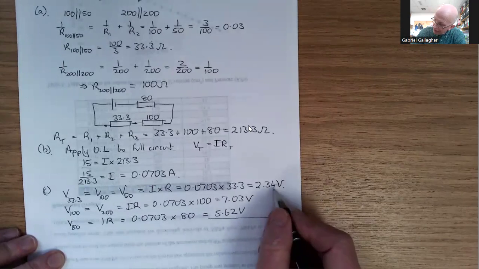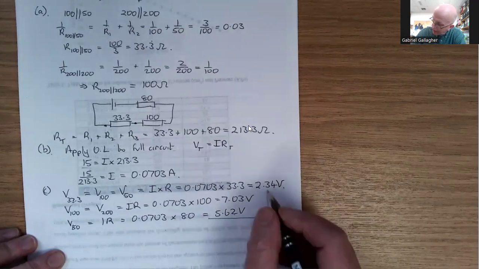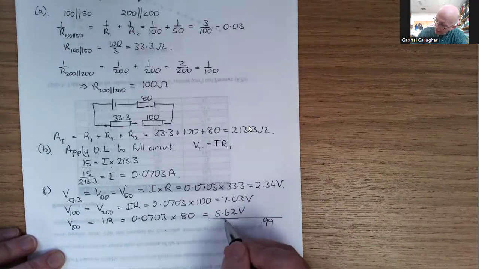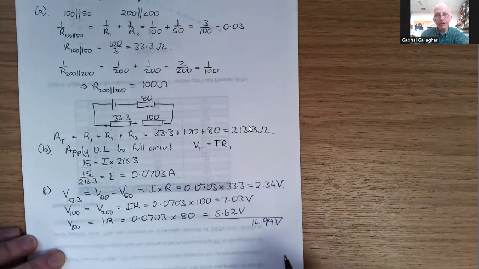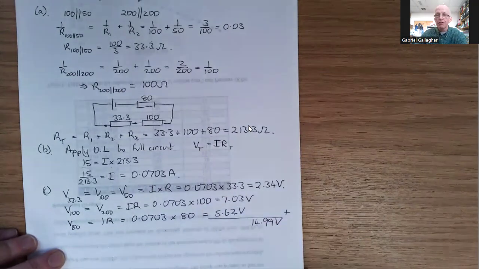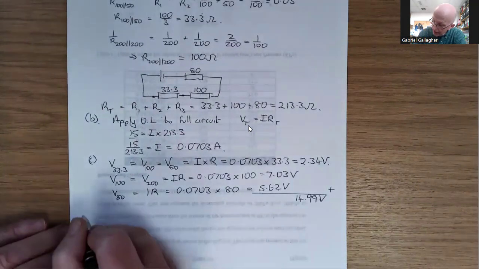Now, if we add these up, 4 and 3 is 7 and 2 is 9. 6 and 0 and 3 is 9. 5 and 7 is 12 and 2 is 14. So we get 14.99 volts when we add them all together, approximately 15. So within rounding error, we're on the right track.